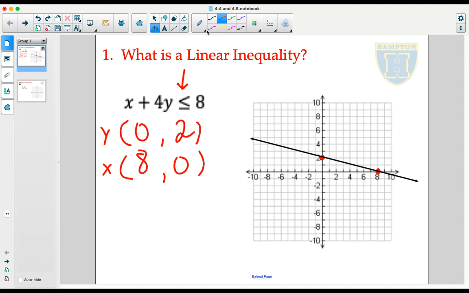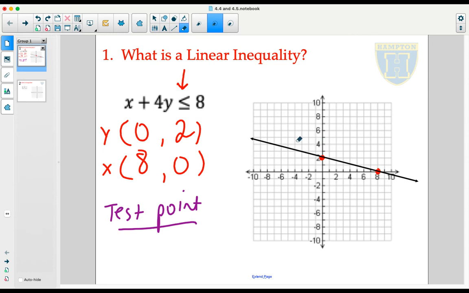What you can do instead is throw out what's called a test point. A test point is a point that you pick from either of the two half planes. So you either choose a point from the upper half plane or you choose a point from the lower half plane. And after you choose that point, you substitute it into the inequality and see if it works. If it works, you shade that direction. If it doesn't work, you shade the other direction.